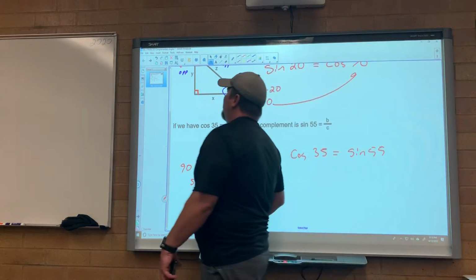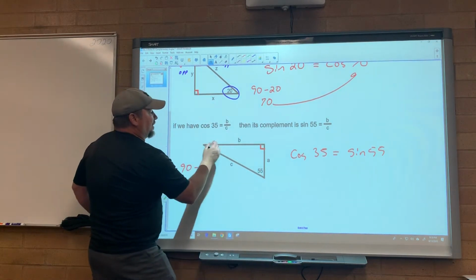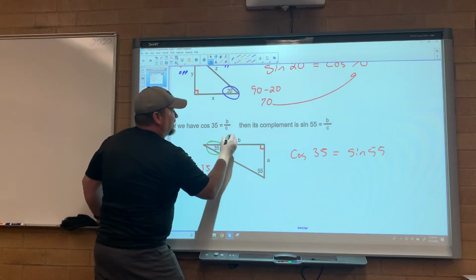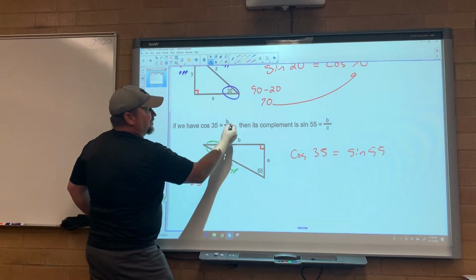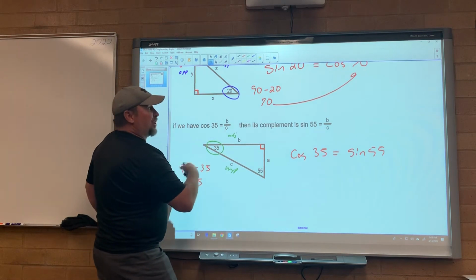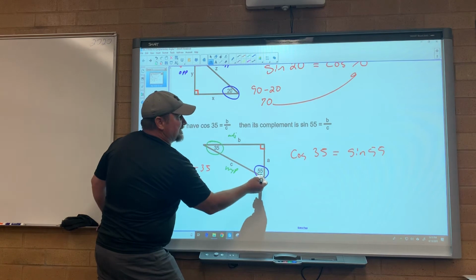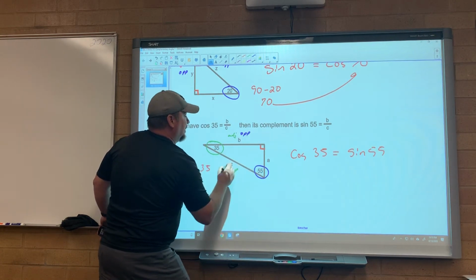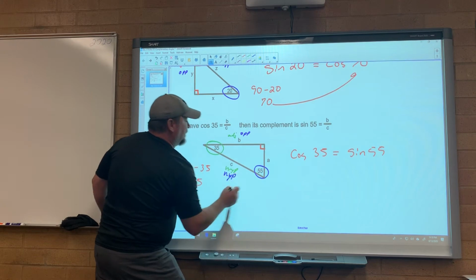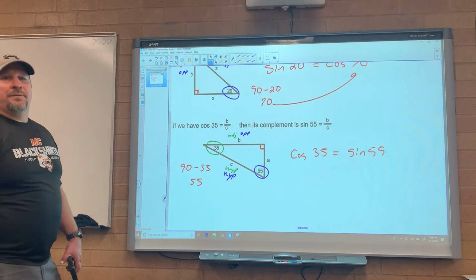And I'm showing you the picture just so you can see the diagram of it. So again, we start at 35, we do cos, that's adjacent over hypotenuse. Notice it's B over C. So how do you get the complement of that same thing? Well, you got to go down here and you got to go from this side, that's 55, and you got to go opposite over hypotenuse, which is still B over C. And that's how it's done, okay?